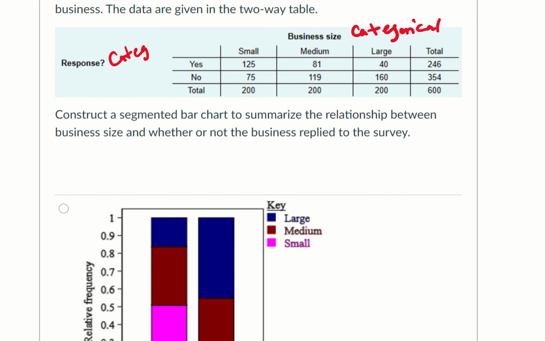Is the variable measured? If so, it's going to be a quantitative variable. Does it make sense to take an average for the variable? If so, that's quantitative. Otherwise, it's categorical.